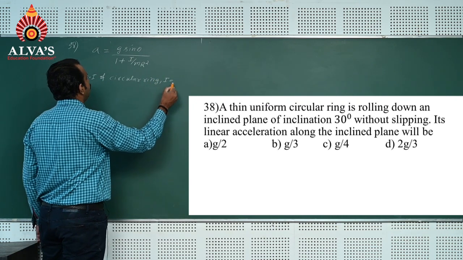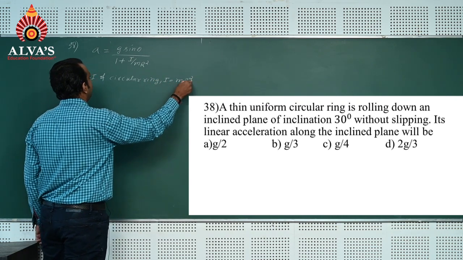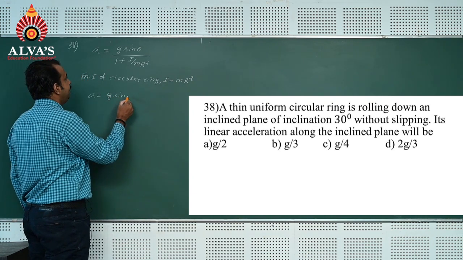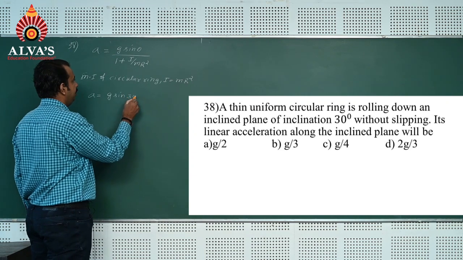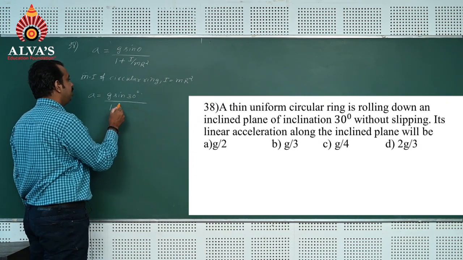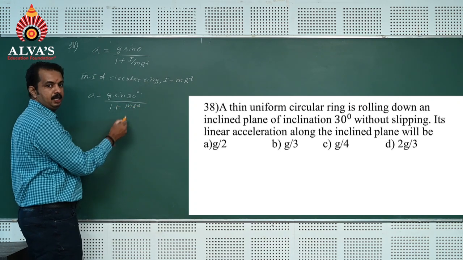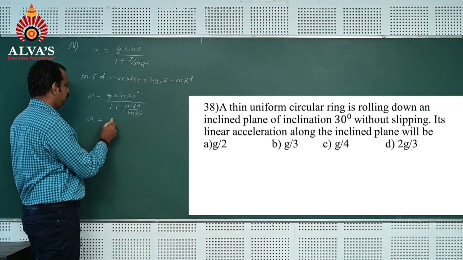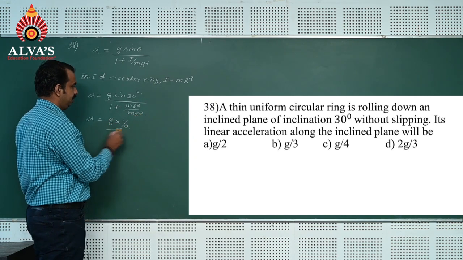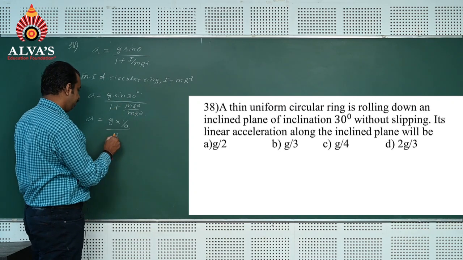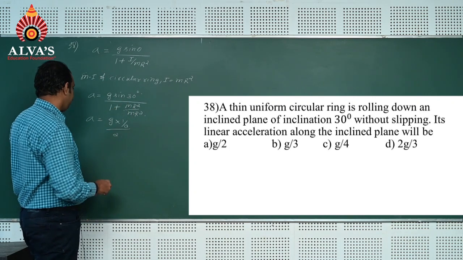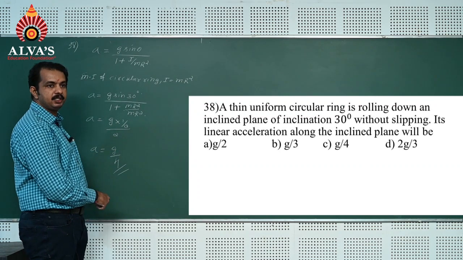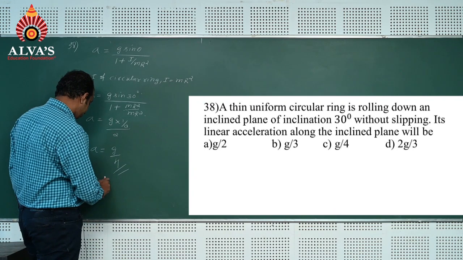I is equal to m r square. That means a is equal to g into sin 30 degree divided by 1 plus m r square divided by m r square, which is a is equal to g into half, m r square get cancelled. It is 1 plus 1, 2. a is equal to g by 4. g by 4 is the correct option. So answer is C.